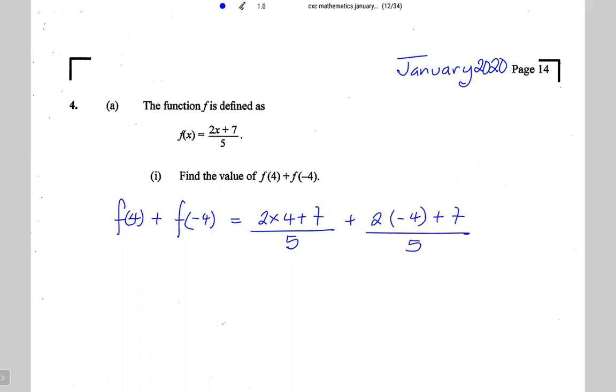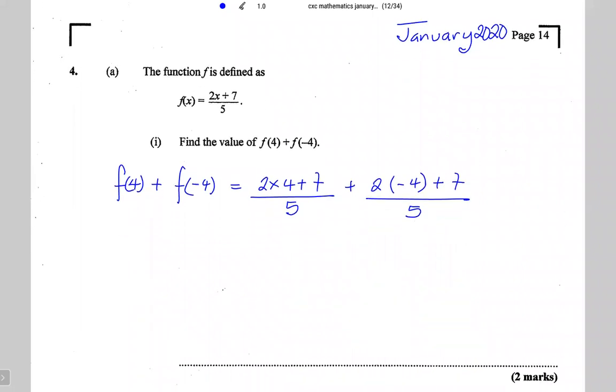All right. So for both f of 4 and f of minus 4, in f of x, wherever you see x, you would take out x and put 4. That's when you're finding f of 4. And when you're finding f of minus 4, wherever you see x, you would take out x and put minus 4.